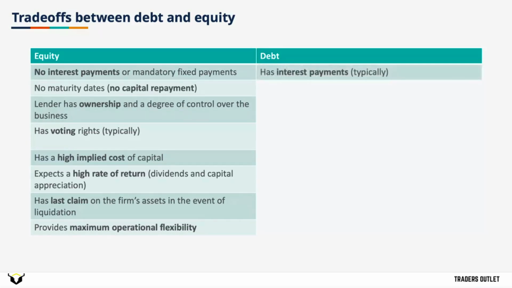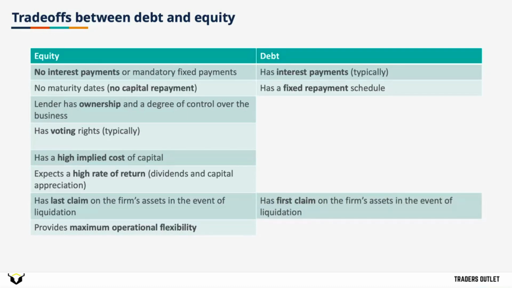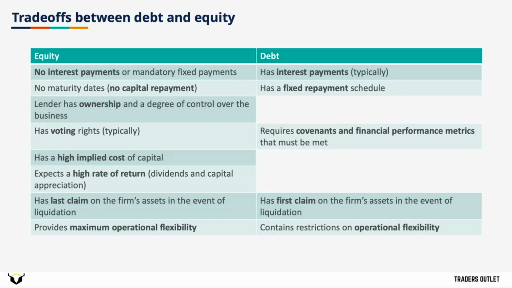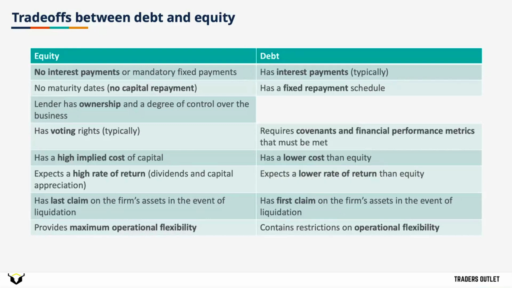Debt typically comes with interest payments. It has a fixed schedule, so it is more of a drain on cash flow for a business. The investors have the first claim of the company's assets if it's sold or liquidated, so it's safer for them. It typically comes with covenants from the lenders, though, that require specific financial performance metrics to be met, so it's restricting in terms of operational flexibility. It has a lower cost, though, than equity, which is one of its biggest advantages. The investors expect a lower rate of return than the equity investors because they're in a safer position.